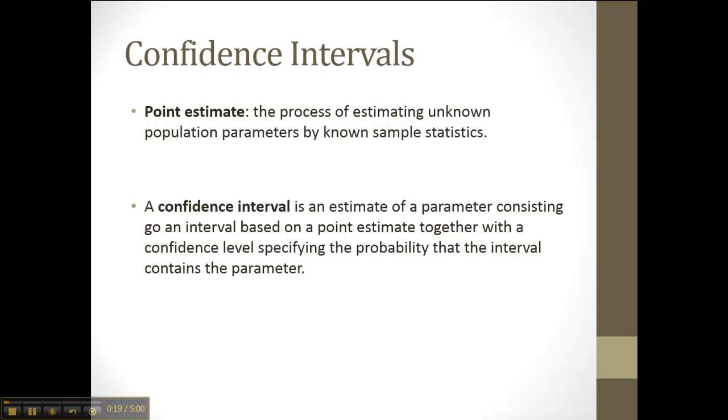This is the process of estimating unknown population parameters known by sample statistics. It's also defined as the value of a sample statistic used as an estimate. And you'll get a little more perspective on that definition once we get into your homework problems, and I will be doing some examples.